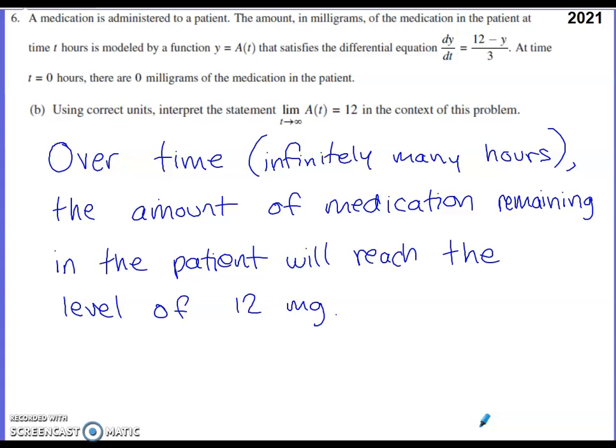And I've stated that here, right? So I made sure that I used hours. Time is approaching infinitely many hours, and we're going to have 12 milligrams of the medication left in the patient's bloodstream after time plays out infinitely.